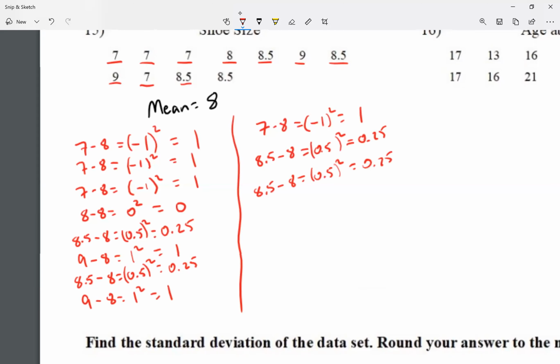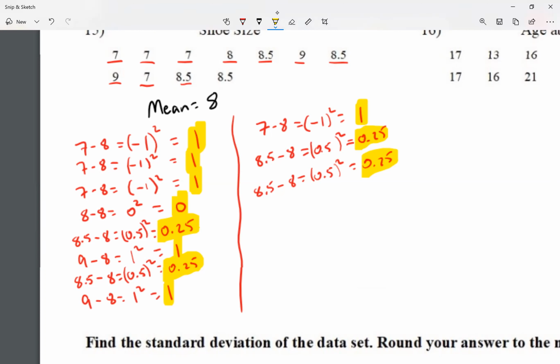Okay, so I found that the mean was 8. And then for each of these numbers, I went the number minus the mean. And then whatever I got, I squared. So this gave me a new list: 1, 1, 1, 0, 0.25, 1, 0.25, 1, 1, 0.25, and 0.25. Right? It gave me a new list. Now, find the average of that list.